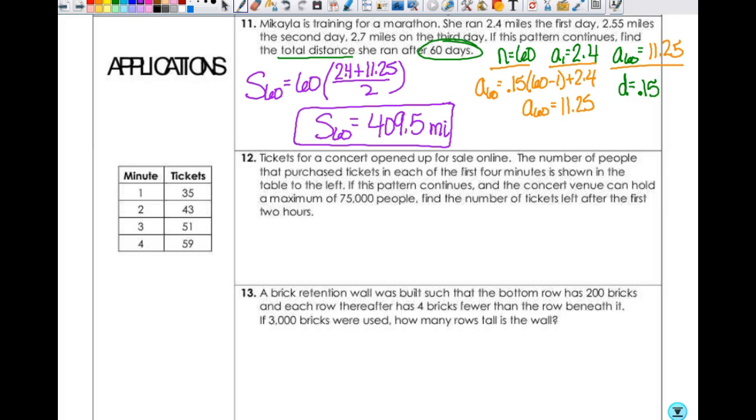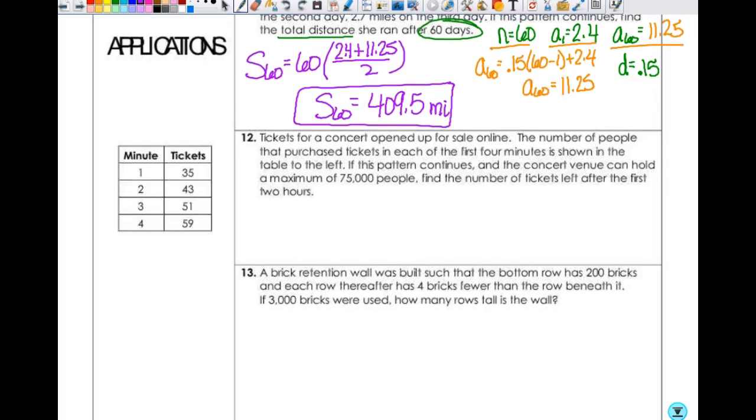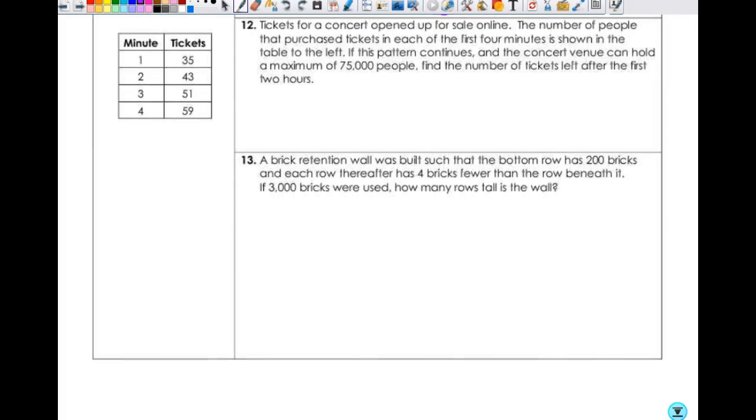Tickets for a concert opened up for sale online. The number of people that purchased tickets in each of the first 4 minutes is shown in the table to the left. If this pattern continues and the concert venue can hold a maximum of 75,000 people, find the number of tickets left after the first 2 hours.